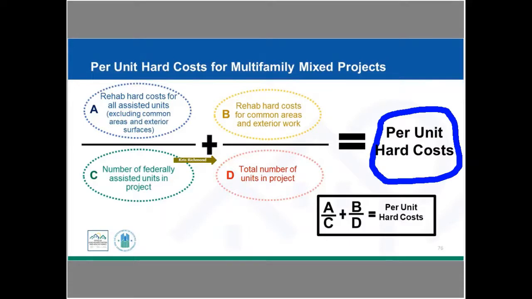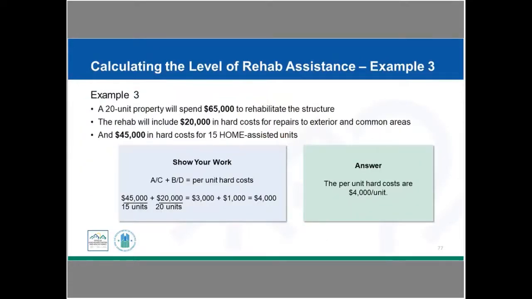All right, so let's try an example. All right, so we have example 3. A 20-unit property is going to spend $65,000 to rehabilitate the structure. The rehab is going to include $20,000 in hard costs for repairs to the exterior and common areas, and $45,000 in hard costs for 15 home assisted units. So what are we going to try to do here? Here's our formula. We have our A over C plus B over D.